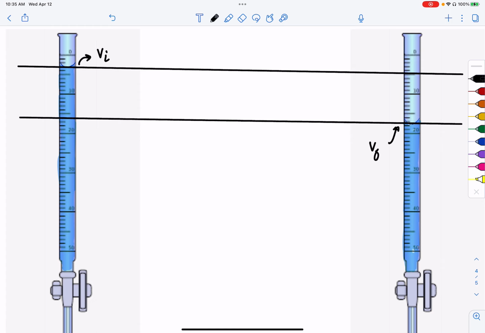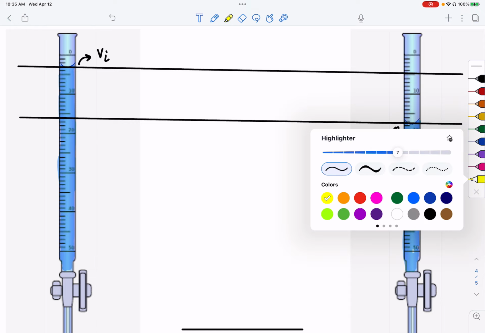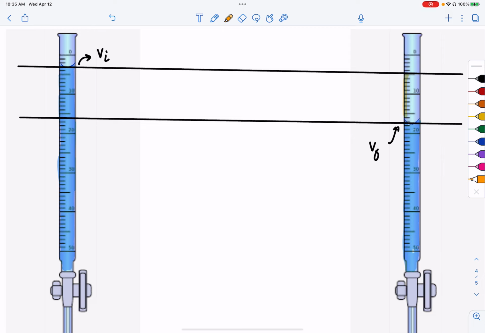The difference between these two volumes, in other words, this amount of volume encapsulated between these two lines, right? This is the amount of NaOH that was added. So the difference in our volumes, or the difference between the final and initial burette reading, gives the volume of our NaOH added. So let's see if we can figure out what that is.